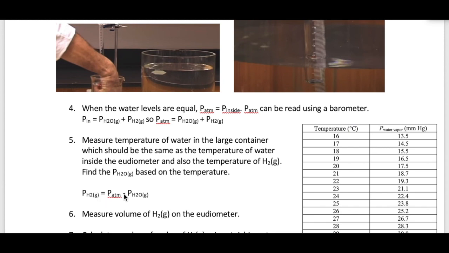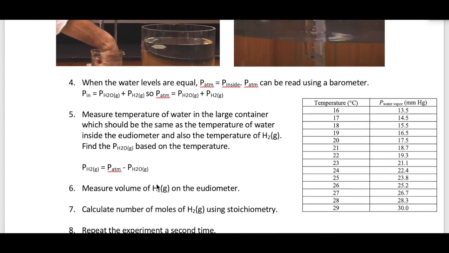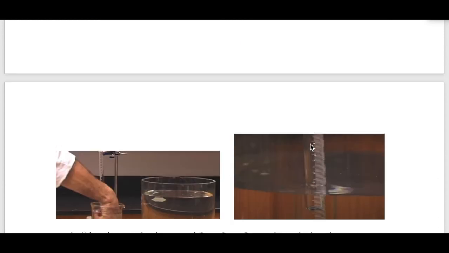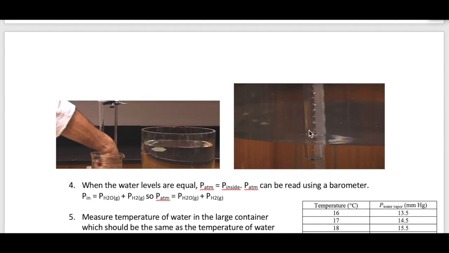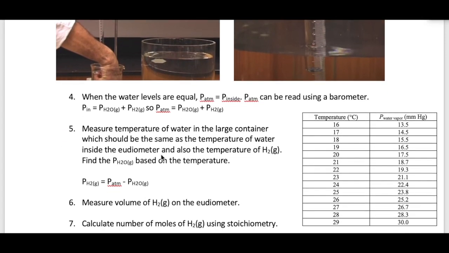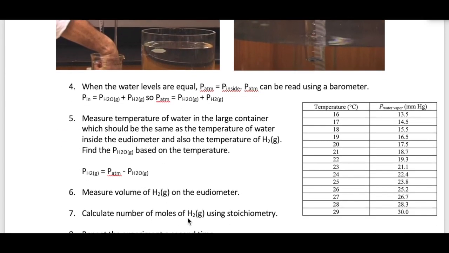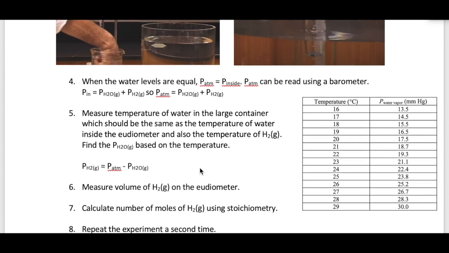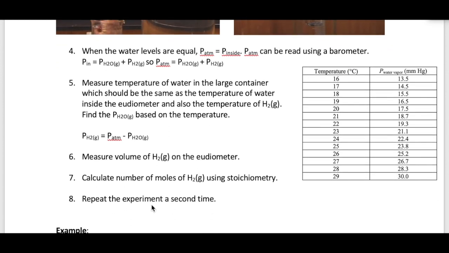gas. Once you get that, you can go ahead and get the value of volume as well just by reading the value on the eudiometer itself, right? Because remember, it's the same as a graduated cylinder, so you can just read what the volume of the gas is. And then you can calculate the number of moles of the gas using stoichiometry of the reaction that we use to generate the gas. And then lastly, for this particular lab, you're going to repeat this experiment a second time in order to be able to get an average of the values of the R that you calculate at the end.